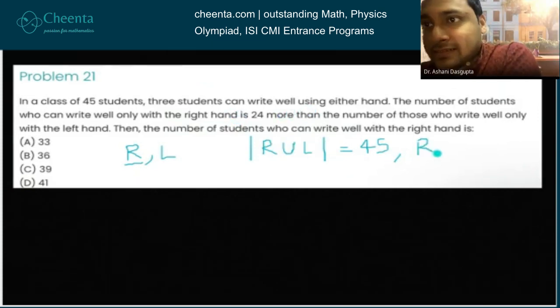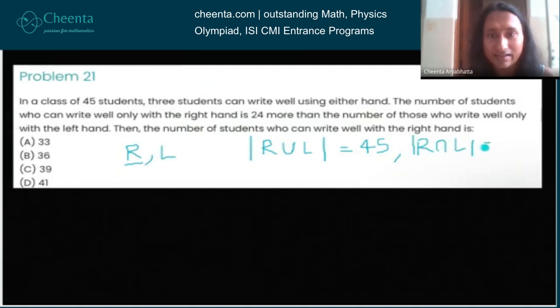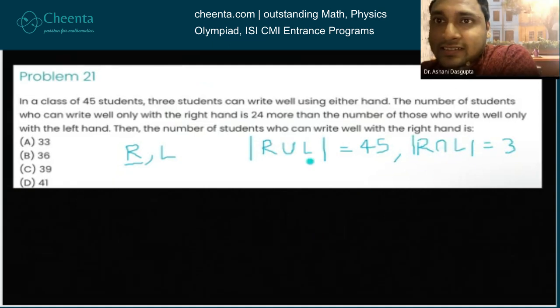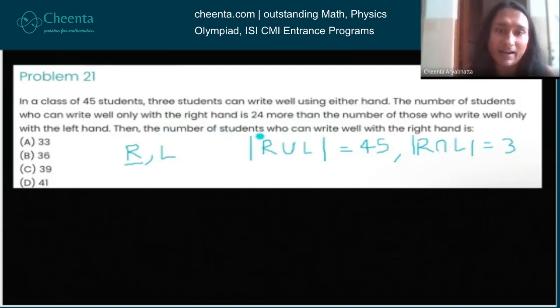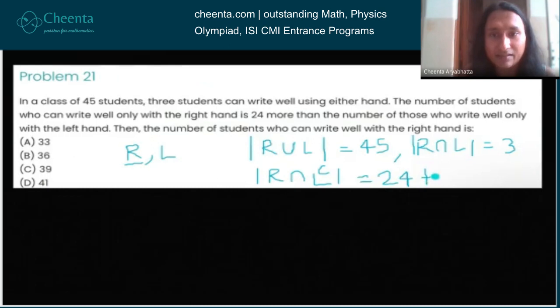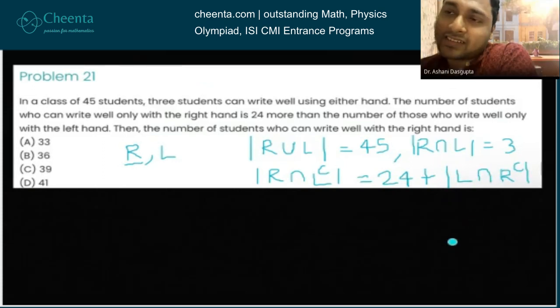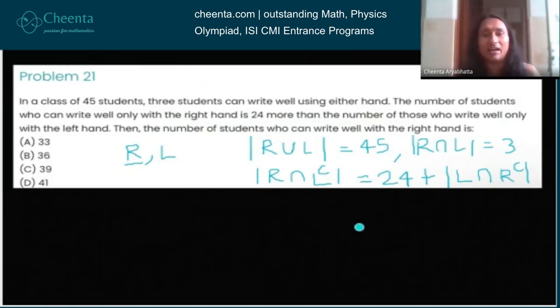That means R intersection L has cardinality 3. Only with the right hand, in the language of set theory, is R intersection L complement. That is 24 more than the number who write with only the left hand, which is L intersection R complement. So we have interpreted everything in terms of sets. Now let's do some calculations.